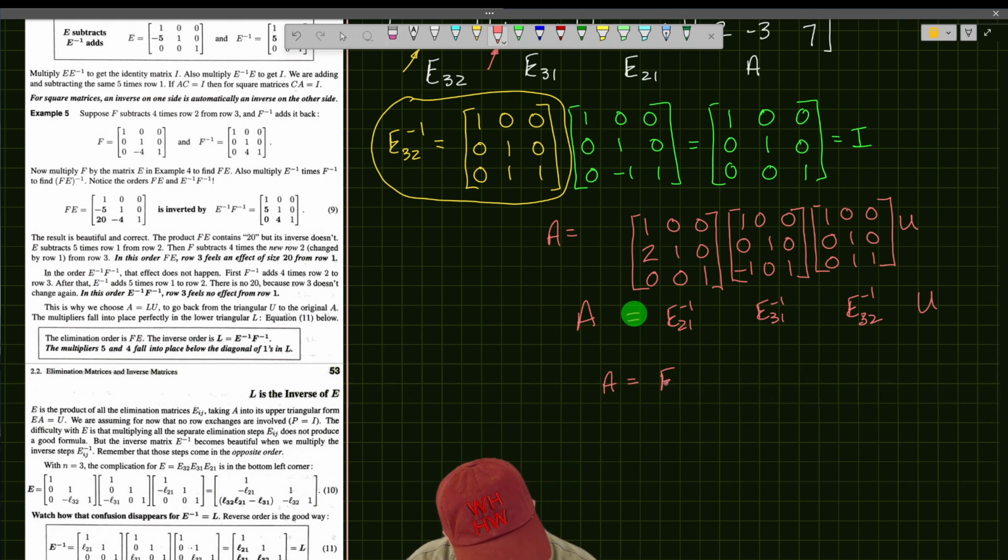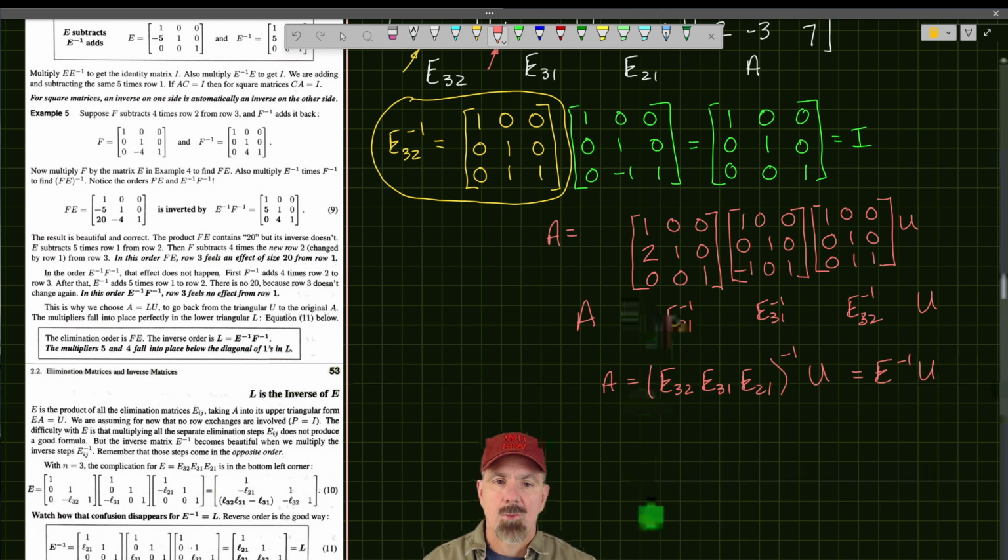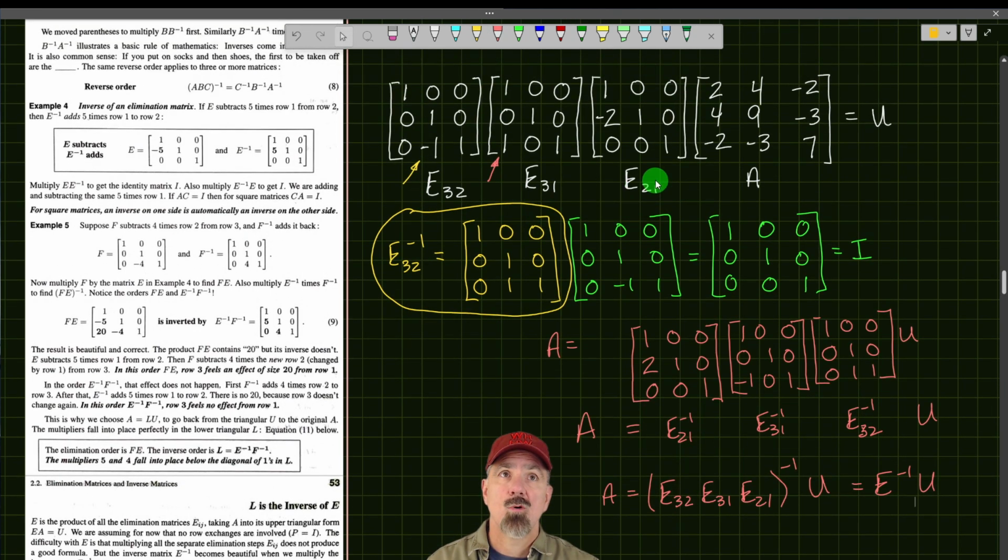So this is really E32, E31, E21, inverse U. And that's equal to E inverse U. And remember, recall, this order is the same order as we were applying them here. So the product of all of these matrices, the inverse is right here. I just need to figure out how to multiply these together. That is awesome fact number 2.